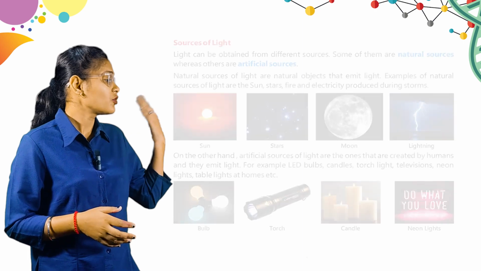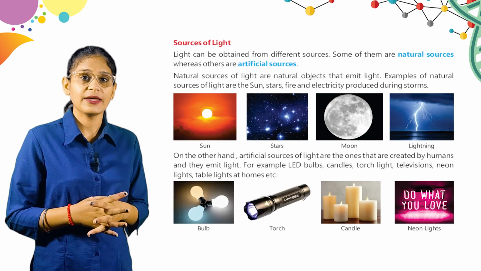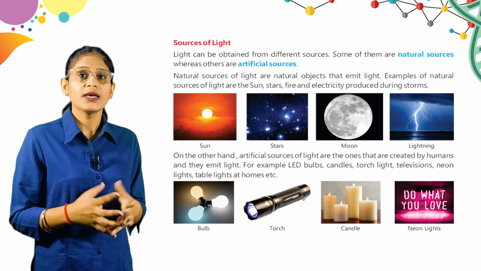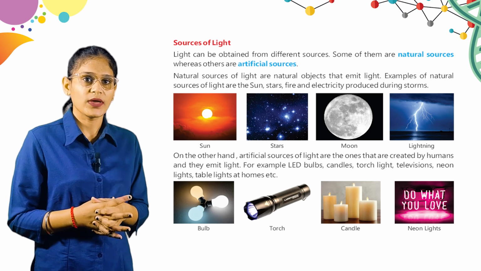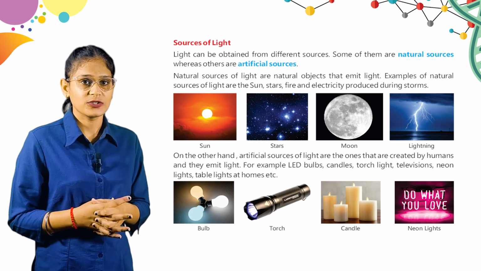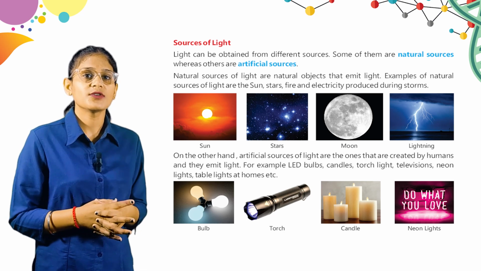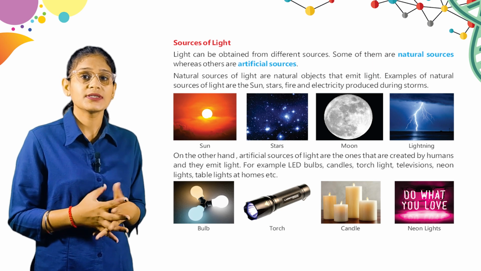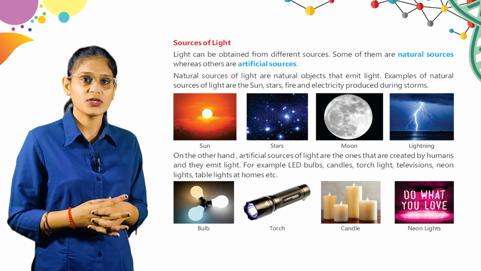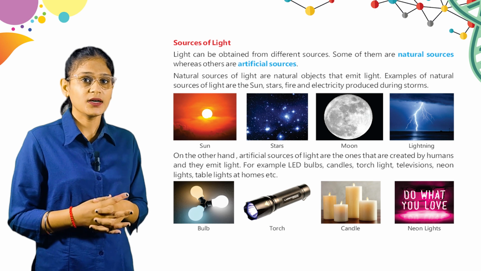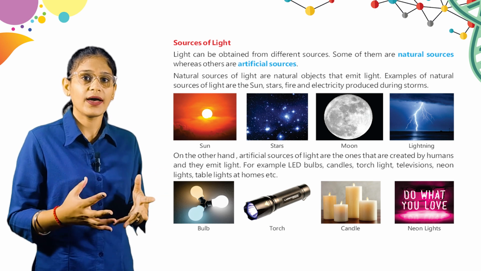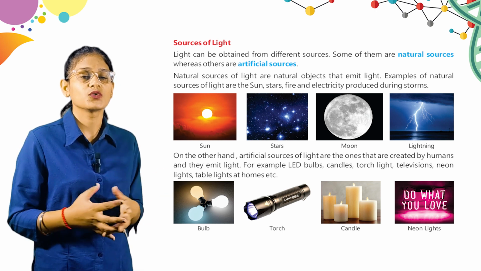Now we have sources of light. Light can be obtained from different sources. Some of them are natural sources, whereas others are artificial sources. Natural sources of light are natural objects that emit light. Examples of natural sources of light are the sun, stars, fire, and electricity produced during storm.